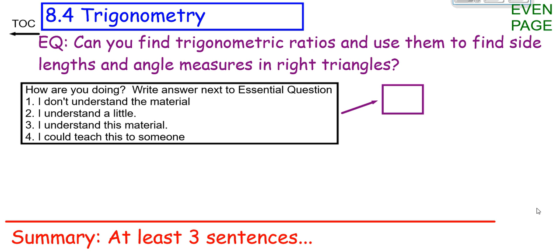This is a recording for Monday, April 29th for geometry, second hour. And this is the beginning of section 8.4 on trigonometry. We'll spend a couple of days, which is a little unusual, on this section to kind of get through everything because we practice some things as we go.